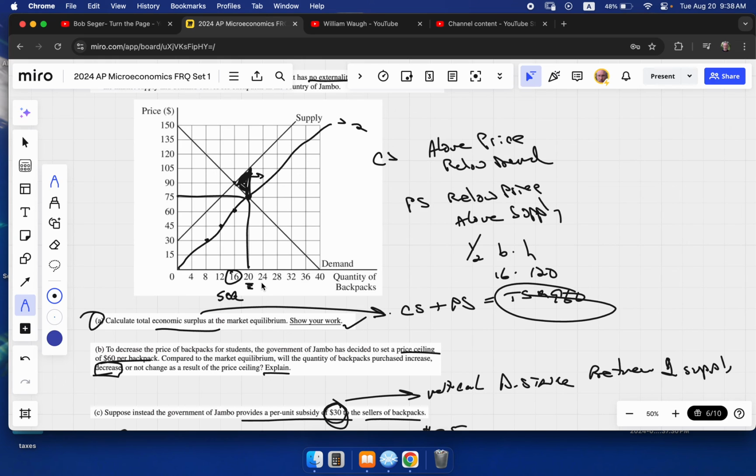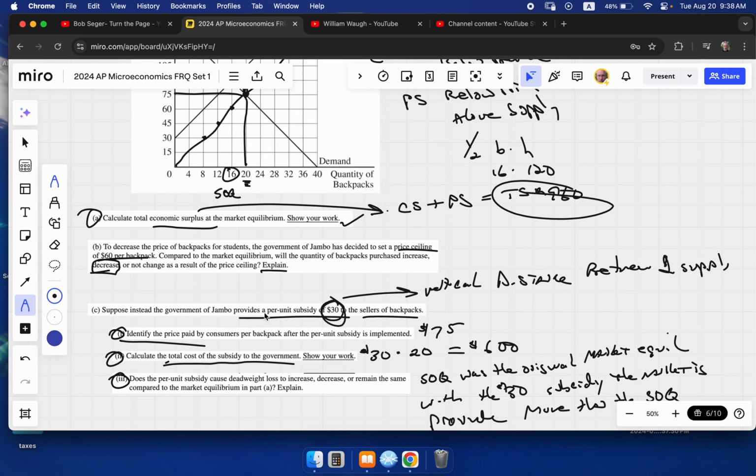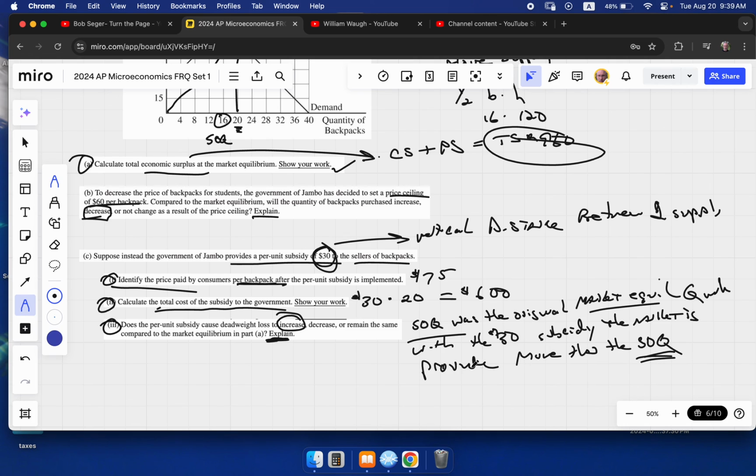Then the government used resources, extra resources, $30 a pop, to get the firms to lower the price and sell more of this good at that lower price. So too much of the resources are used, that's what deadweight loss is implying. Is there some inefficiency here? The government has used resources to lower the price of these backpacks. And therefore, that's what causes that deadweight loss. So we know that deadweight loss has increased, and we would just explain that the socially optimal quantity was the original market equilibrium quantity. With the $30 subsidy, the market provides more than the socially optimal quantity, increasing deadweight loss.